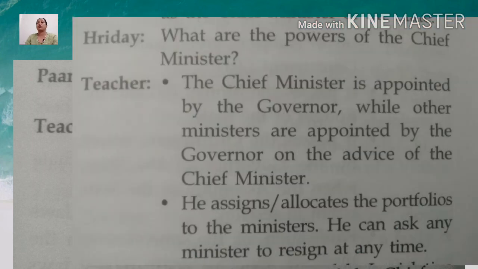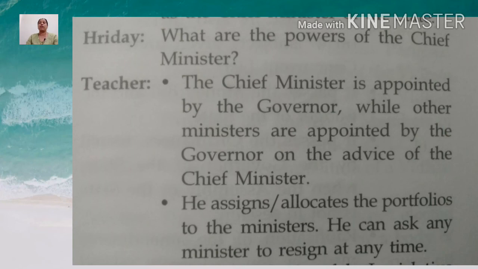Now Halliday is asking what are the powers of the chief minister. The chief minister is appointed by the governor, as I have already explained. The other ministers are appointed by the governor on the advice of the chief minister. They are appointed by the governor, but the governor first discusses with the chief minister.